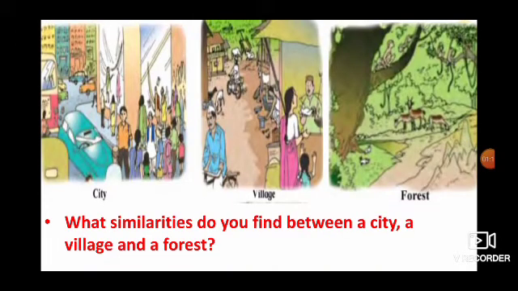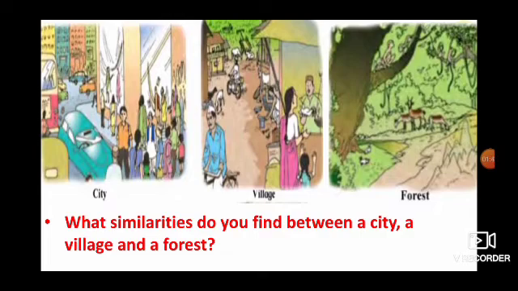Now children, here three pictures are given again. What similarities do you find between a city, a village and a forest? Your three pictures are there. One is of city, village and forest. So children, what differences or what similarities do you find between a city, a village and a forest?